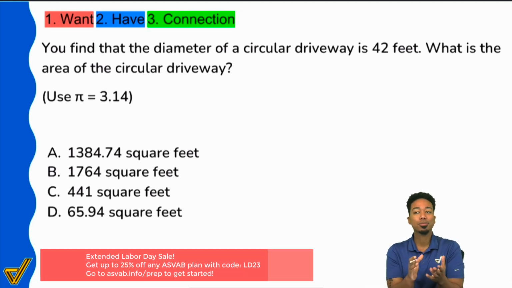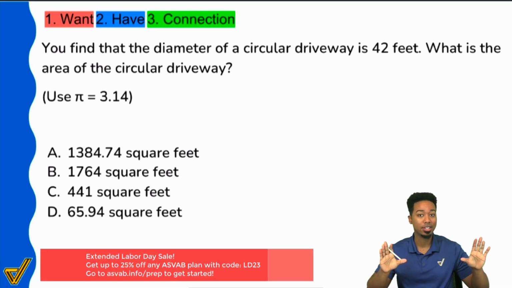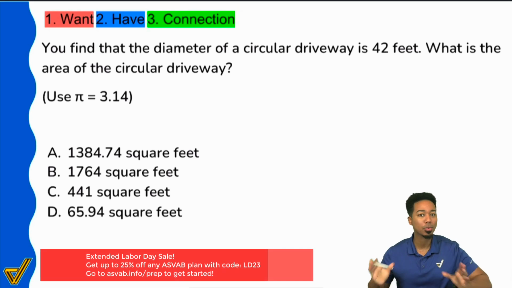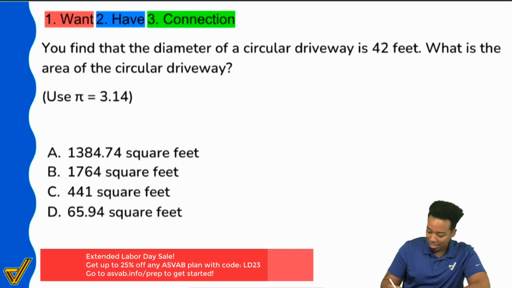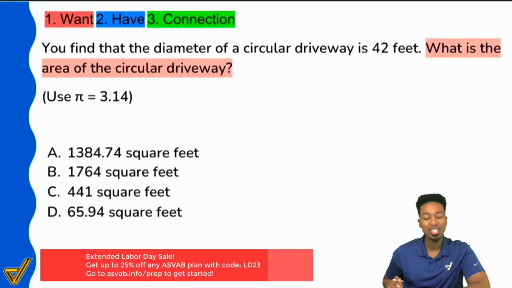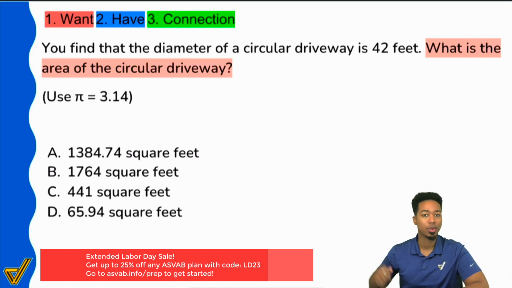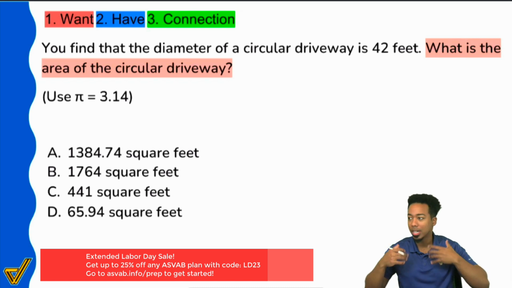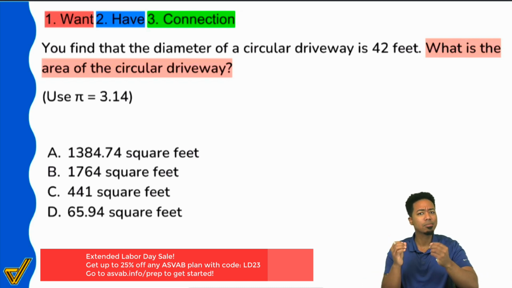By reading the question first, you give yourself a chance to understand what you're supposed to be doing. And from there, we see what information can help us out. So again, it doesn't matter what your skill level is. Anybody can read a question. What is the area of the circular driveway? Now, when you read that, you've got to extrapolate some information. You've got to ask yourself, what is the important point here? What are the key takeaways?